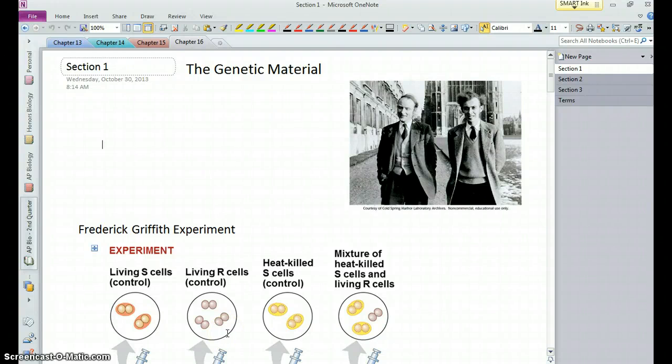Okay, today we want to talk about Chapter 16, the chapter on DNA, the genetic material, which we'll get back to these guys in a moment, Francis Crick and James Watson. We'll see their role in a few moments.